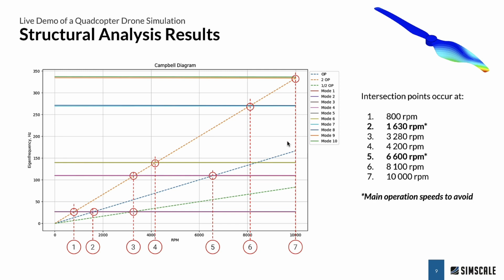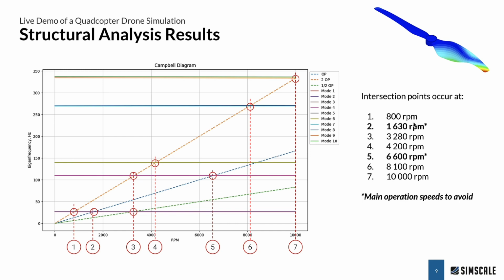And then we can see the operating points on the Campbell diagram. They're the diagonal lines. The blue is the main operating point. One rotation of the propeller corresponds to 1 Hertz. And then we've got the second and the half operating point. The main operating point is the main one we want to look at, and wherever that crosses with one of the frequencies, that is potentially going to be a dangerous intersection point.